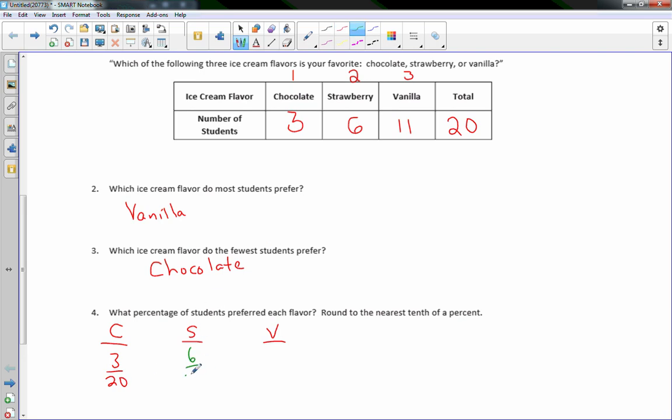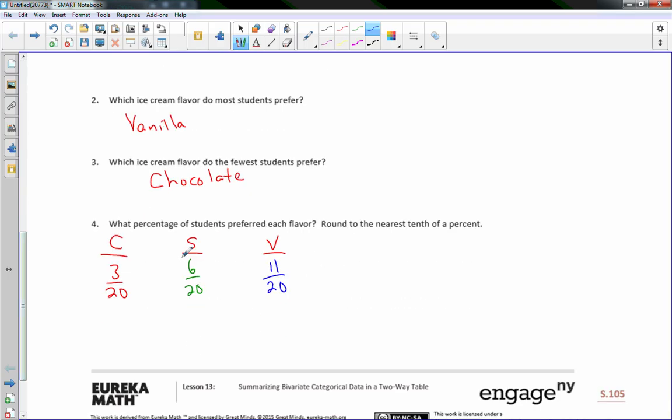6 out of 20 preferred strawberry, and 11 out of 20 preferred vanilla. Okay, it says to round to the nearest tenth of a percent. So percent means out of 100. So if you can get these to 100, well, guess what? If I multiply 20 times 5, then I will get 100 in my denominator, won't I? So if I multiply the top and bottoms by 5, then 5 over 5 is 1. I'm not changing the value.